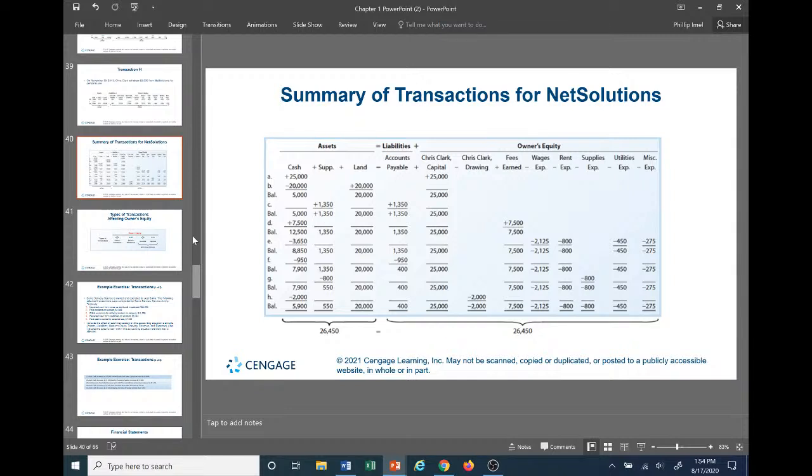But pretty much it's verbatim. It's just showing you step by step from the different steps here on the left-hand side and moving over. But like I said, I'm not going over that. Just know that that's the summary of transactions which we just went through from A through H.